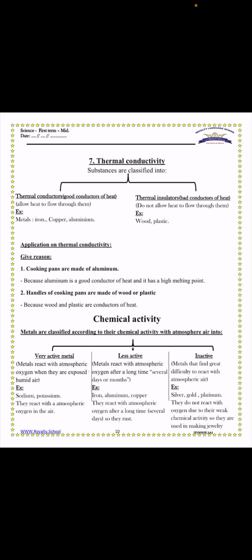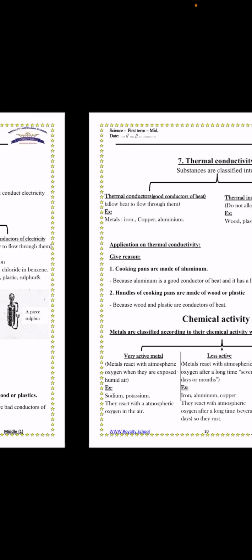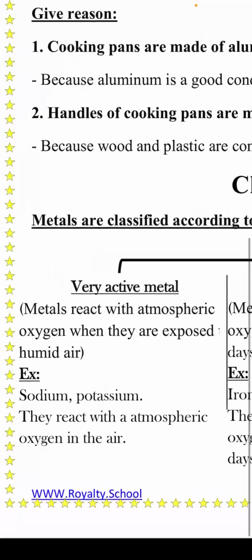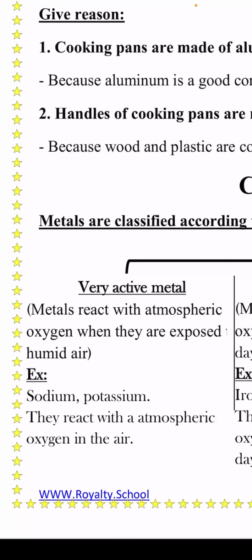Metals can be very active, less active, or inactive. Very active means that when exposed to the humid air, it reacts faster with the oxygen, okay? And it changes into another substance. Very active metals react with atmospheric oxygen when they are exposed to the humid air, such as sodium and potassium. So we keep these metals under a kerosene surface to prevent their reaction with atmospheric air.